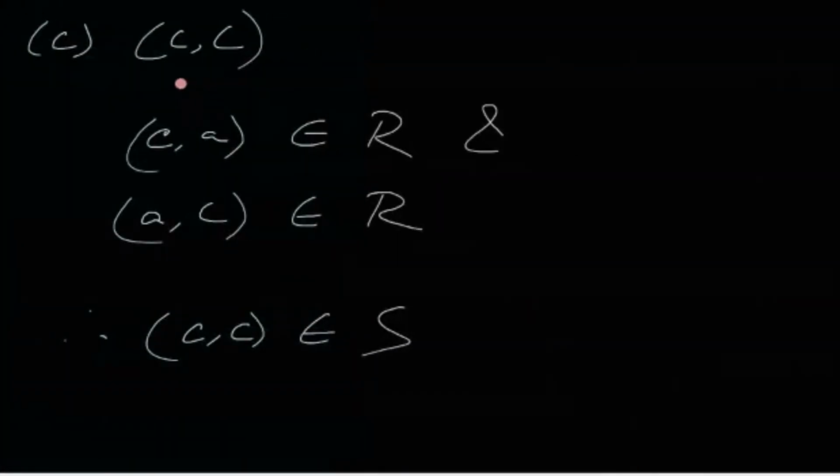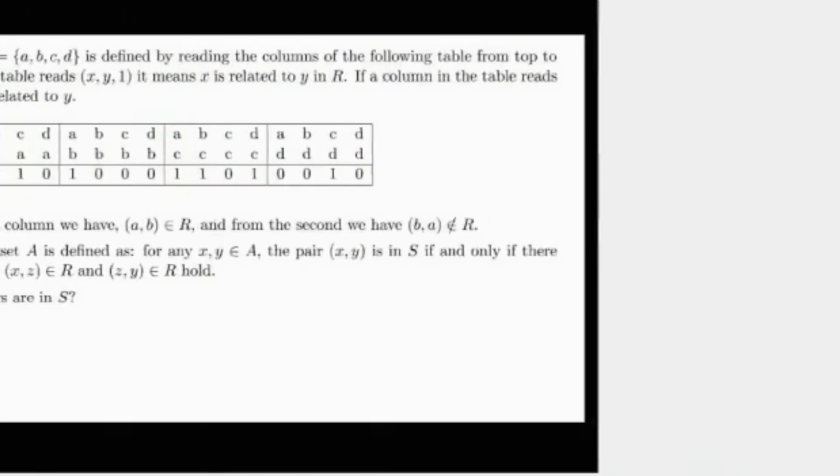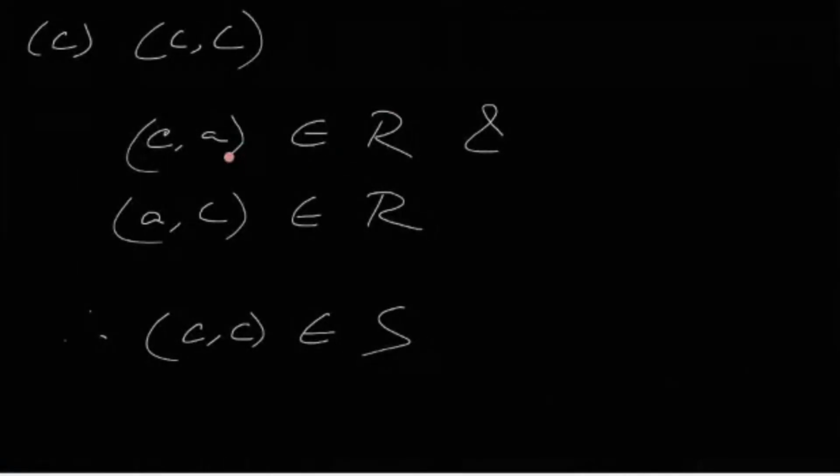Now option C, (C, C). Let's check whether it belongs to S or not. Again, (C, A) belongs to R because there is C, A, 1. And (A, C) also belongs to R, because A, C, 1. So the element we have found is A, because (C, A) belongs to R and (A, C) also belongs to R. Therefore, (C, C) belongs to S. So option C belongs to S.